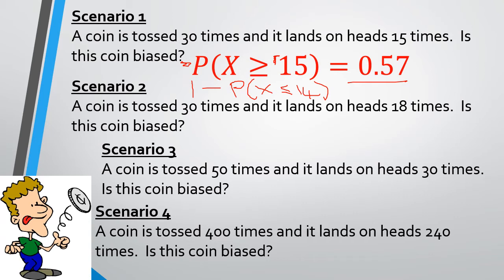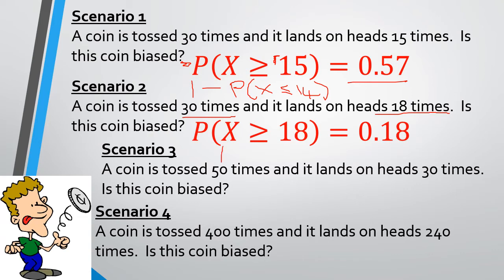So in scenario 2, I've still got n as 30. My p is still 0.5, as I'm still assuming it's a fair coin, which is really important. This time I'm working out the probability of 18 heads or more. That's really important as well. So working that out on my calculator, I need less than or equal to, so I'm going to go less than or equal to 17, and 1 minus that, because that's the opposite. It comes out as 18%.